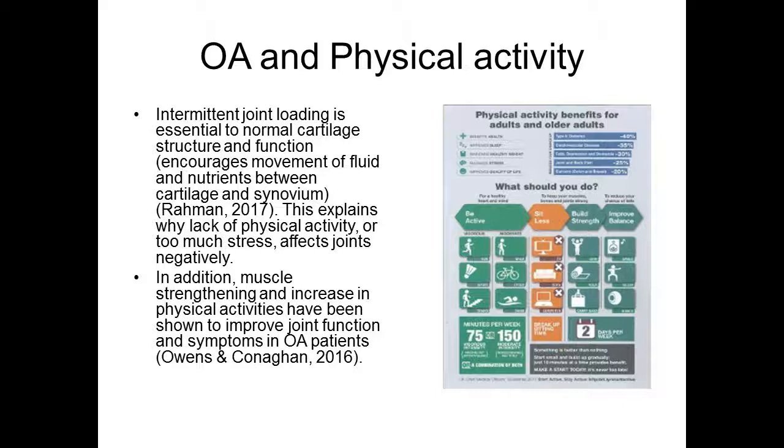If we look at the link to physical activity, obviously physical activity and obesity are very linked, and therefore it's going to be linked to the formation and risk factor for osteoarthritis. So intermittent joint loading is essential to normal cartilage. Even though in the previous slide we said that abnormal joint load does inhibit cartilage formation and promotes cartilage degradation, you do need an element of loading to encourage normal wear, tear and repair of cartilage and joint structure.